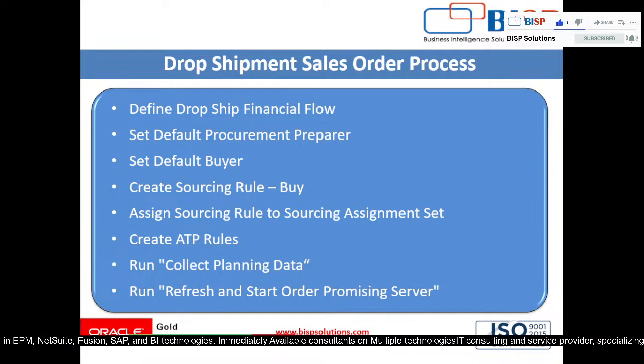And we create the item, defining the price, defining the description, all the things. We can also define the on-hand quantity. So at that time we have to synchronize our inventory item to our order management. So we have to run this collect planning data, and after that we have to run refresh and start order promising server, so that our server fetches all the information from the inventory to our order management, right?